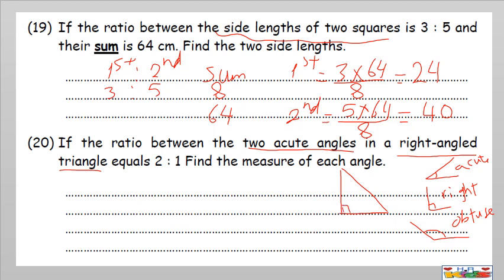This right angled triangle gives me the ratio between the two acute angles. So a right angled triangle has one right angle and the other two angles are acute angles. Okay? So we have a right angle and two acute angles. The ratio between the two acute angles is 2 to 1. So we can name them A to B, 2 to 1. Find the measure of each angle.